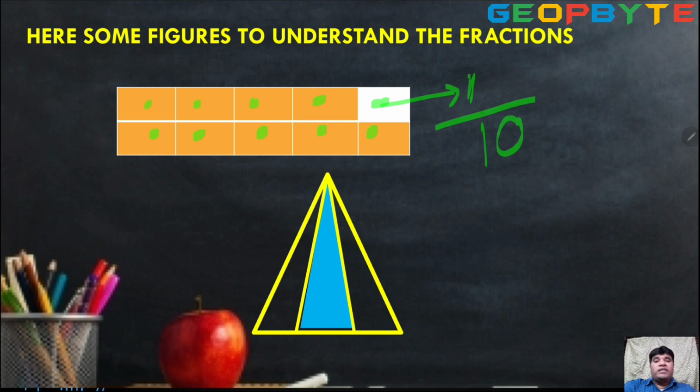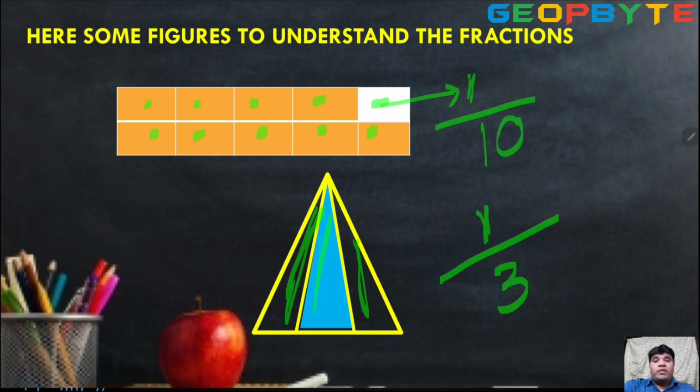In a second example, triangles. For the denominator, you tell me how many triangles we have, the total parts. In the triangle, how many parts? 1, 2, 3. So denominator is 3. How much part you painted? 1 part. So 1 by 3 is the answer.